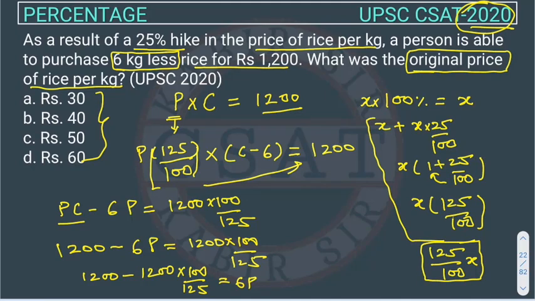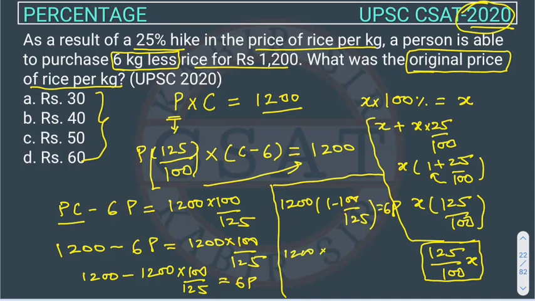See, you can solve it very easily, but I am telling you all the steps so that every person can get it. Okay. So we can take 1200 common, then it will become 1 minus 100 upon 125 is equal to 6P. Right. Then it will become 1200 into, the LCM will be 125, 125 minus 100, 25 upon 125 is equal to 6P. So you can cancel 125, here it will be 5. You can cancel 1200 by 5, then it will be 240, right?